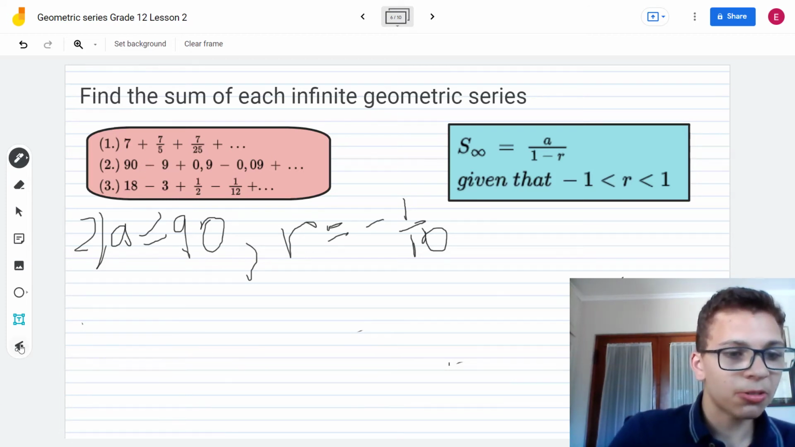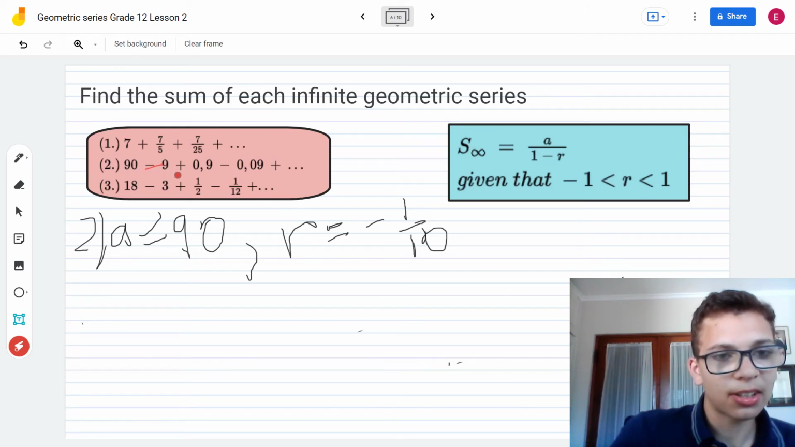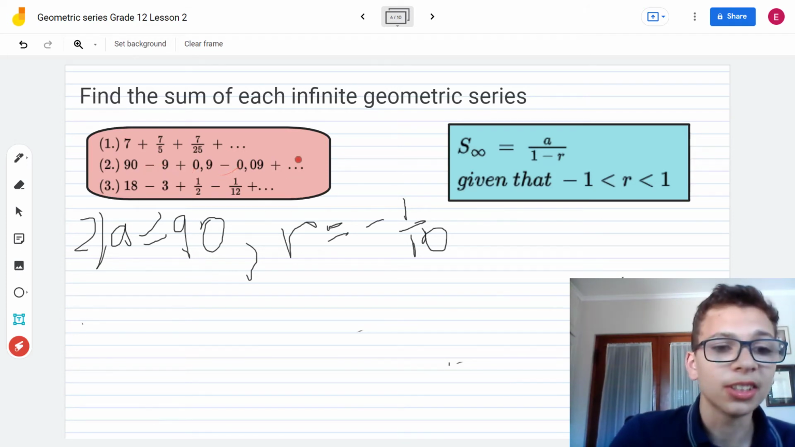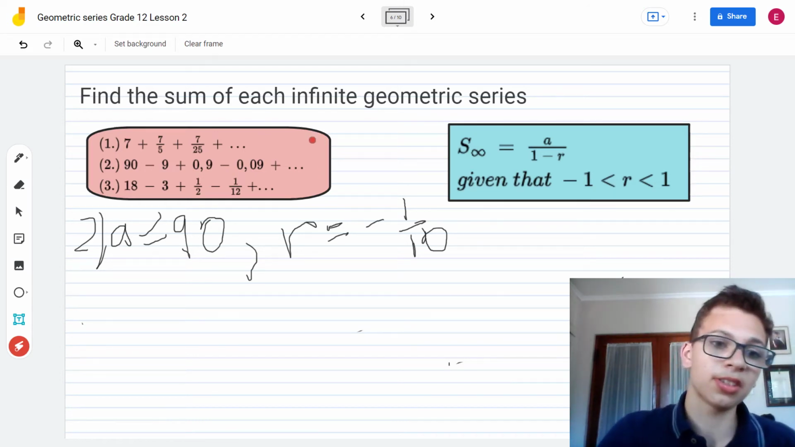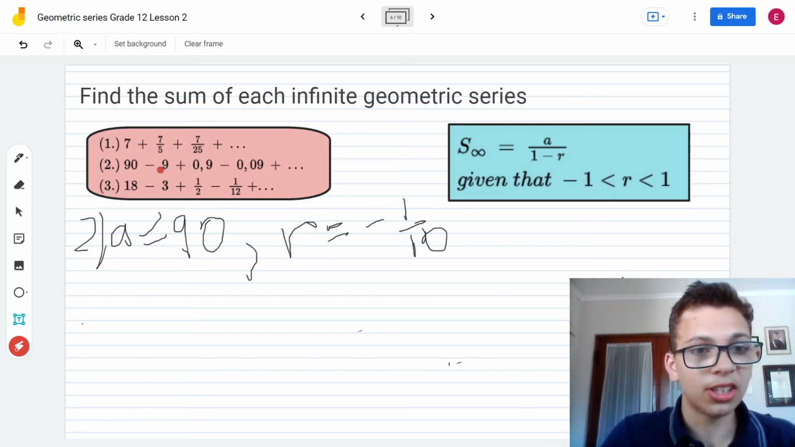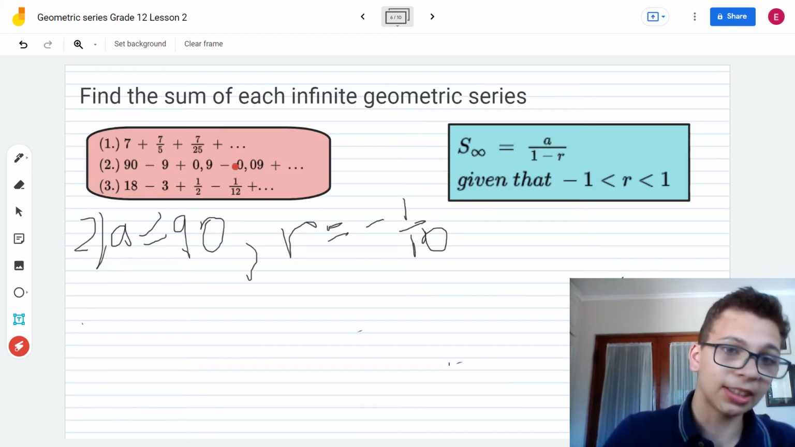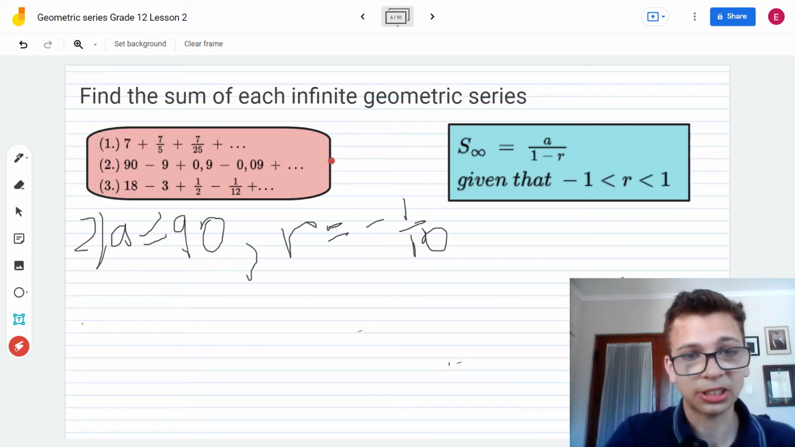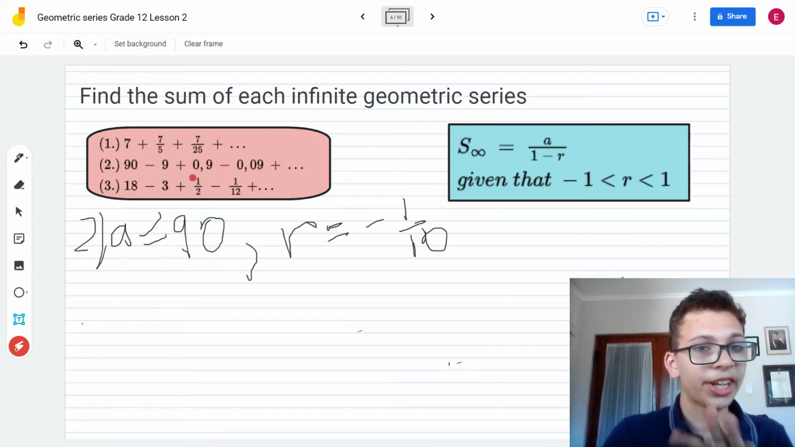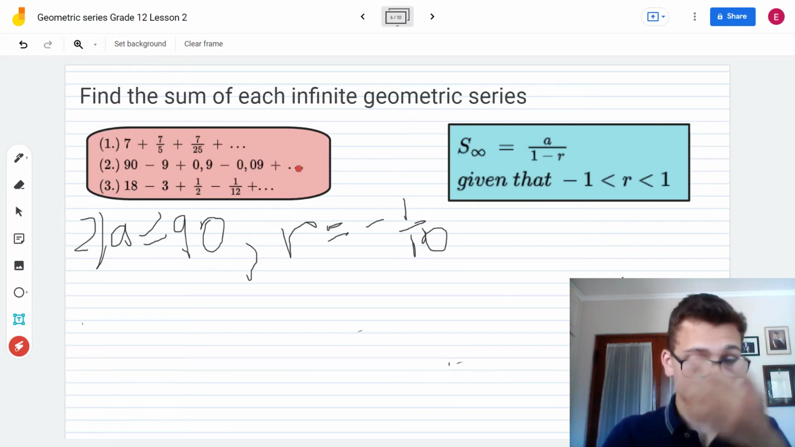A clue here always is when you see a negative, positive, and so on, the signs oscillate. Whenever you see that, that means you have a negative common ratio, because the next term after the negative will be positive, and when you times a positive by a negative, it gives you a negative. When you times a negative by a negative it gives you a positive, and so on. So you're going to see the signs change: negative, positive, negative, positive.